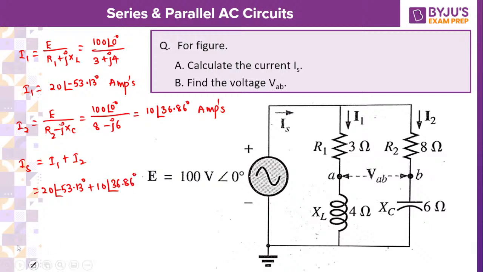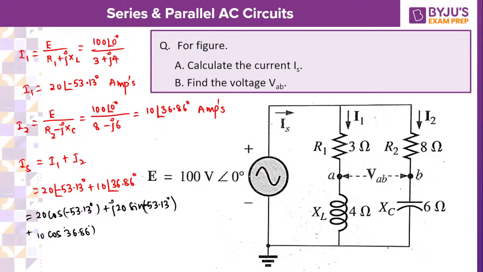How do you do this one? 20 cos minus 53.13 plus j20 sin minus 53.13. So be careful, do not forget the minus sign. Plus another term, 10 cos 36.86 plus j10 sin 36.86. Cos of 36.86 is 0.8, so sine will be 0.6. So in that way you can do.